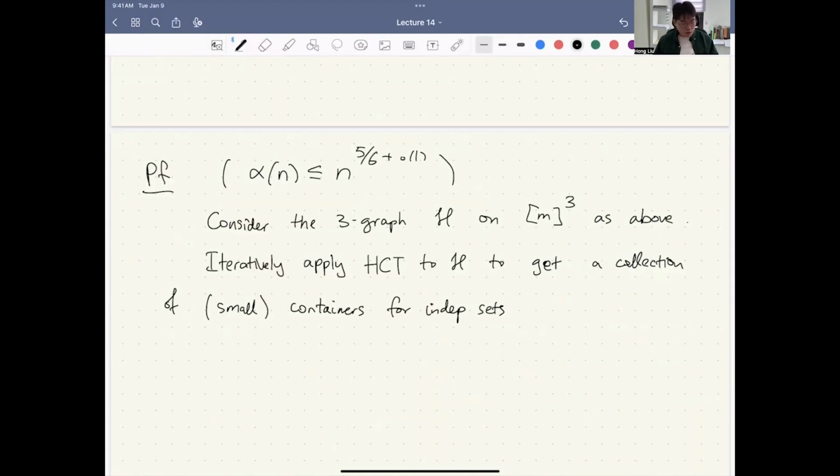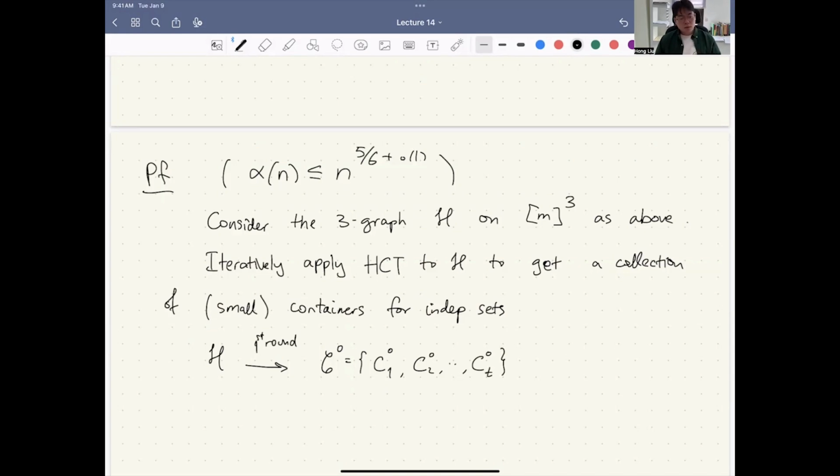And what do we mean by small? And what do we mean by iterative? That just means initially you have some hypergraph H. In the first application, the first round, you will get some containers, let's say the round-0 containers, C_{0,1}, C_{0,2}, up to C_{0,T}, whatever.